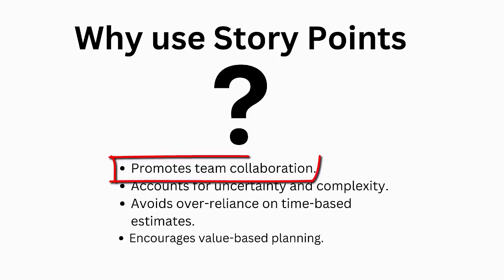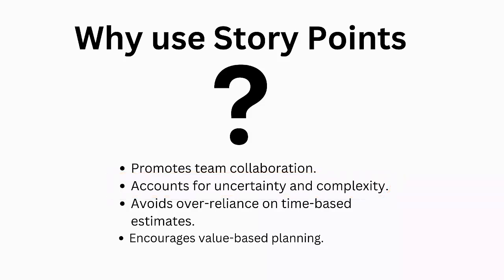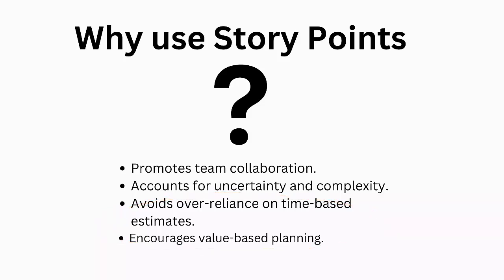So, why do agile teams prefer story points? They foster collaboration by encouraging discussions during estimation. They also help teams account for complexities and uncertainties that aren't always visible up front. By moving away from time-based estimates, story points keep the focus on value and adaptability.